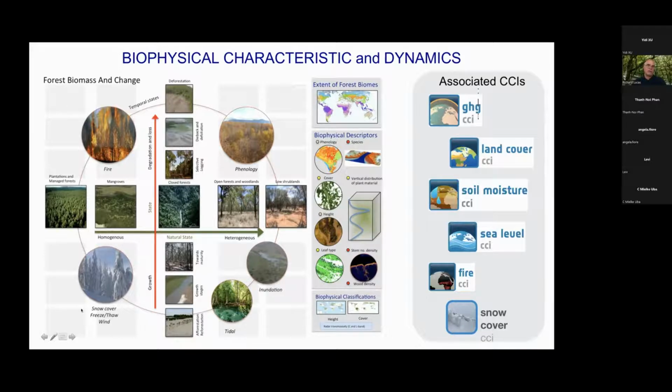But then we've got fire, phenology, snow cover, tidal areas, inundation. These also complicate things. So we need sensors that also help to understand that, and also the things that cause changes in biomass, like fire, sea level or temperature. So these are the things. There are other sensors which we haven't talked about, which could be useful here.